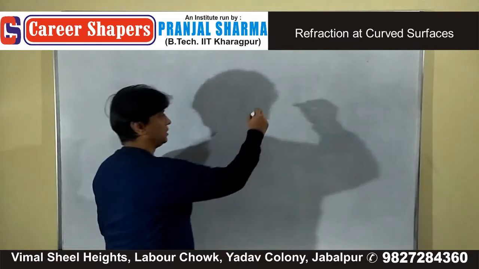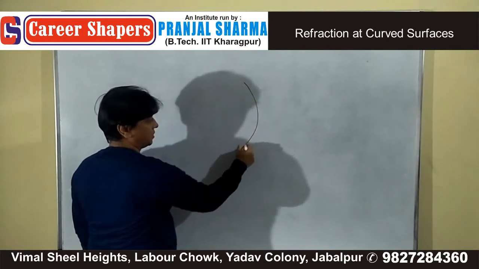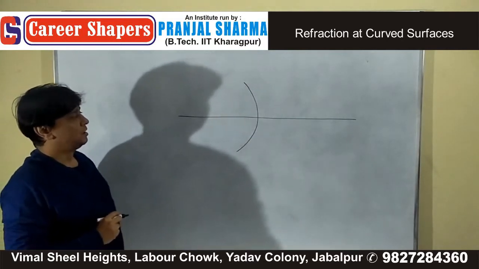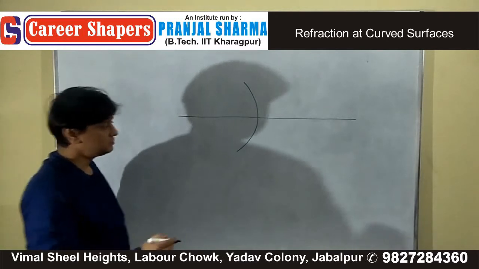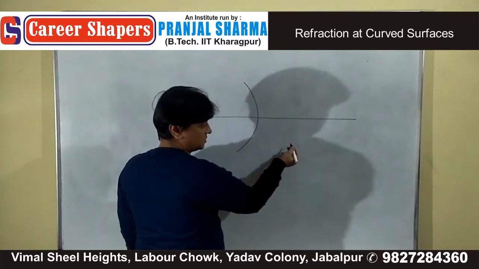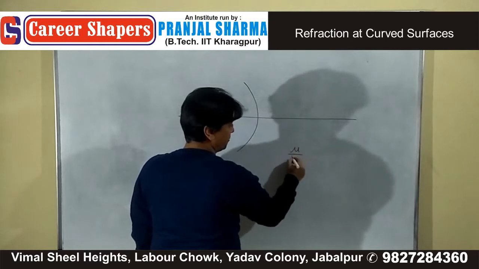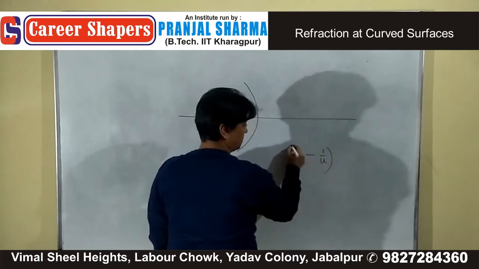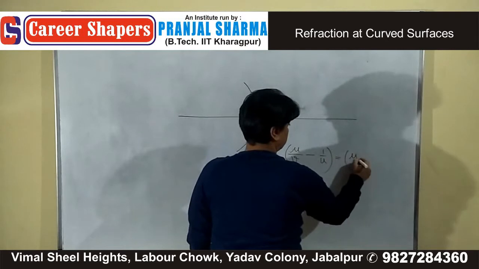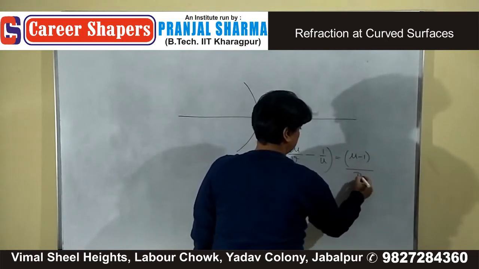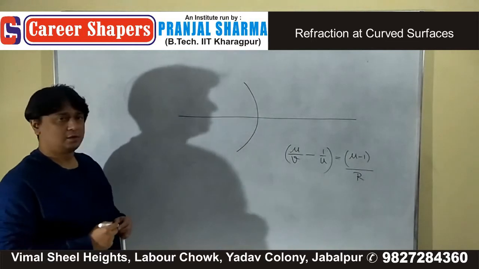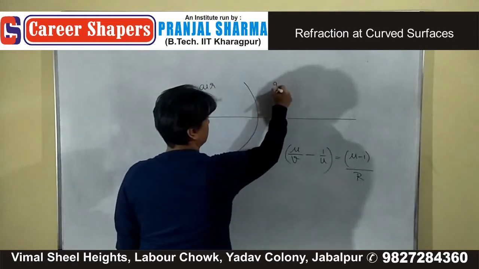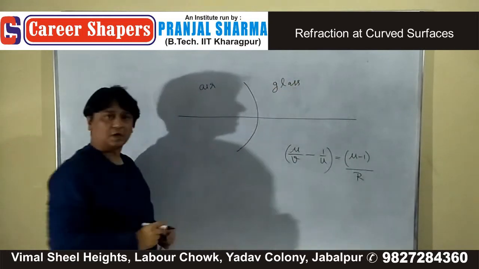We have developed a relationship between object position and image position for refraction at curved surfaces, which is in this form: mu upon v minus 1 upon u equals mu minus 1 divided by R. This is air, this is glass.